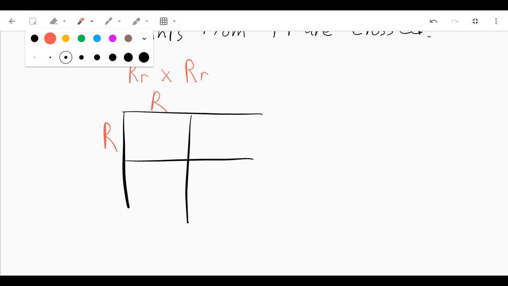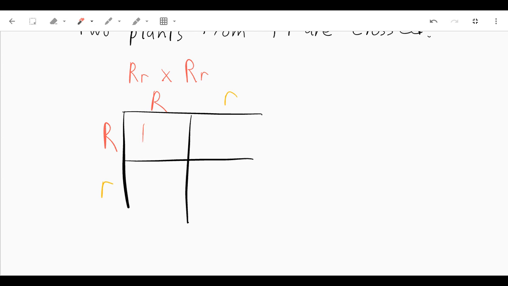So since both of them are big R, little r, we will have one dominant allele and one recessive allele as a possibility for each. When I combine my first square, I get a homozygous dominant. My second square, I get a heterozygote. Third square, I also get a heterozygote. But then the fourth square, I'm going to get a homozygous recessive.